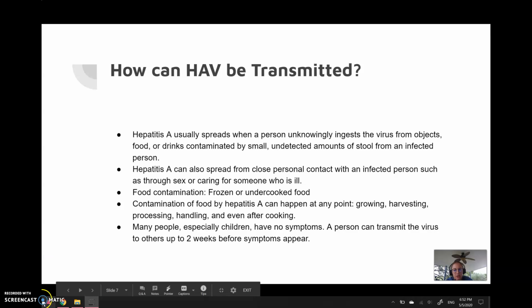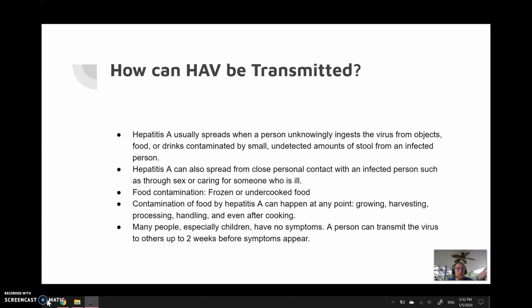How can HAV be transmitted? Well, hepatitis A usually spreads when a person unknowingly ingests the virus from objects, food, or drinks contaminated by small, undetected amounts of stool from an infected person. Hepatitis A can also spread from close personal contact with an infected person. This can be through sex or through caring for someone who's ill, etc.